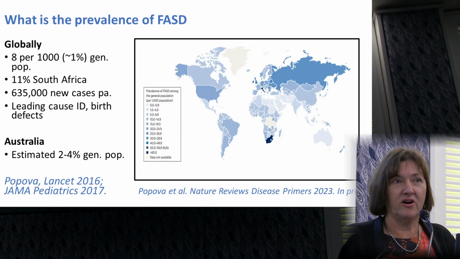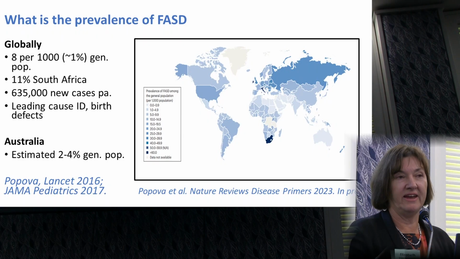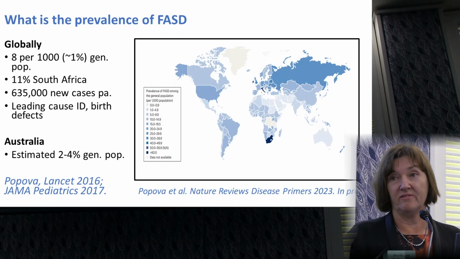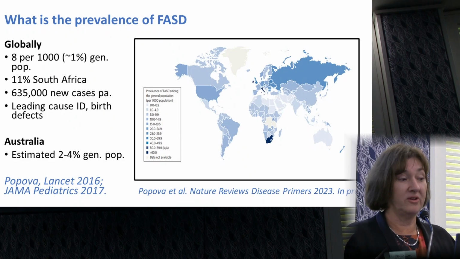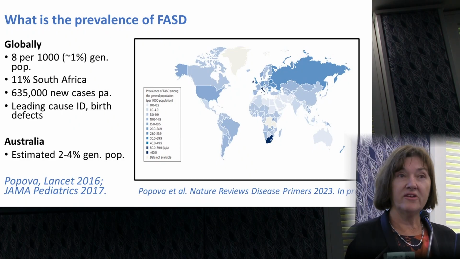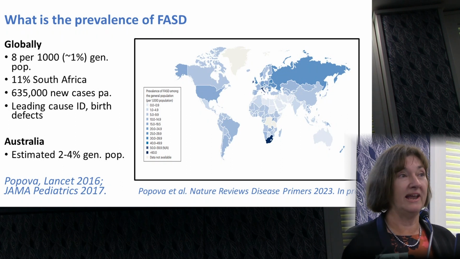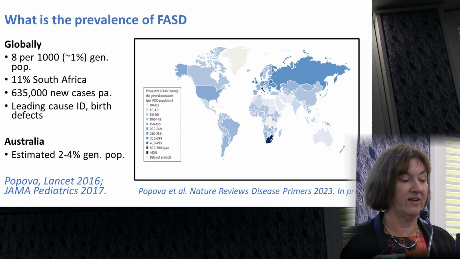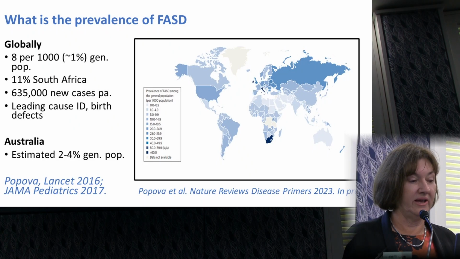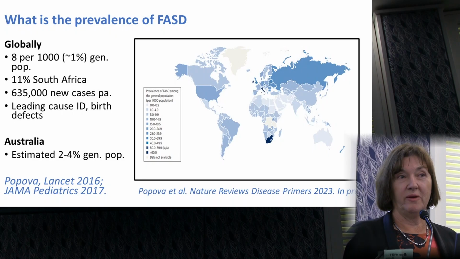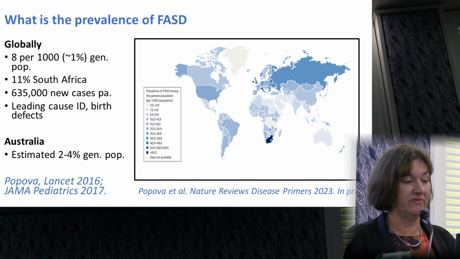So what is the prevalence of FASD? Well, it's estimated from World Health Organization data that it's a bit under 1% of the general population worldwide. But remember that many women in many countries don't drink alcohol. And so this prevalence varies considerably, up to 11 per 100 children in South Africa. And it's estimated that well over 600,000 children are born per year with this disorder. That's likely an underestimate, but nevertheless it's thought to be the leading cause of intellectual disability and birth defects, and as I said, potentially preventable.